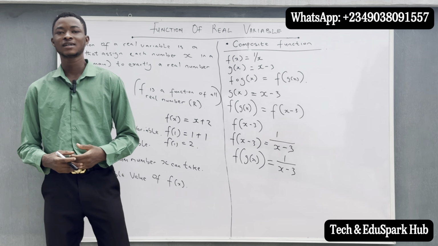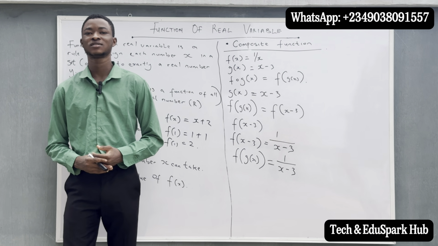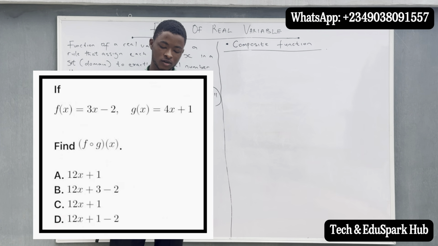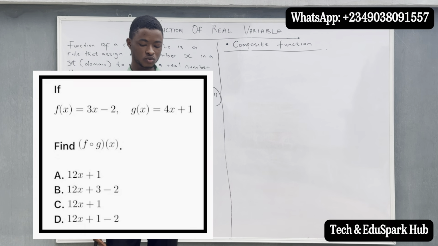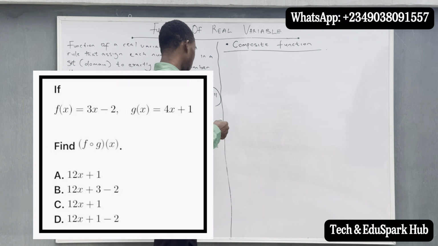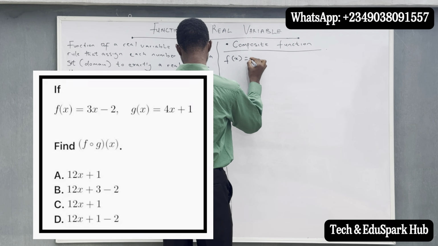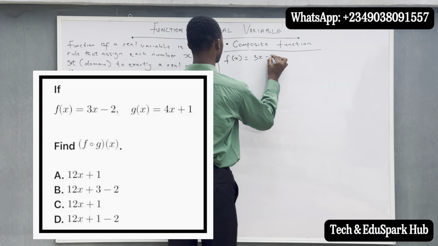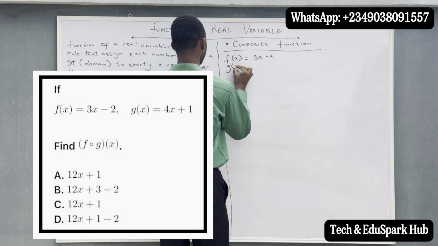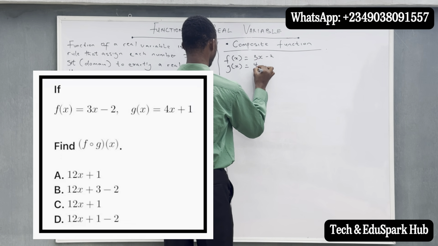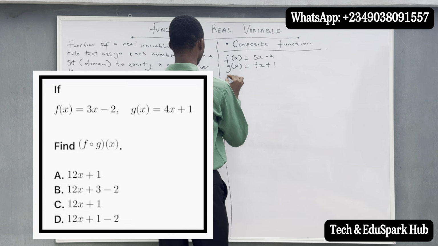So let's look at the last example still on the composite function. The last example, as displayed on the screen, says that if f of x is equal to 3x minus 2 and g of x is equal to 4x plus 1, find f of g of x. So in this kind of question, let me just put that down. We have our f of x to be equal to 3x minus 2 and our g of x to be equal to 4x plus 1. So the question is asking us to find f of g of x.